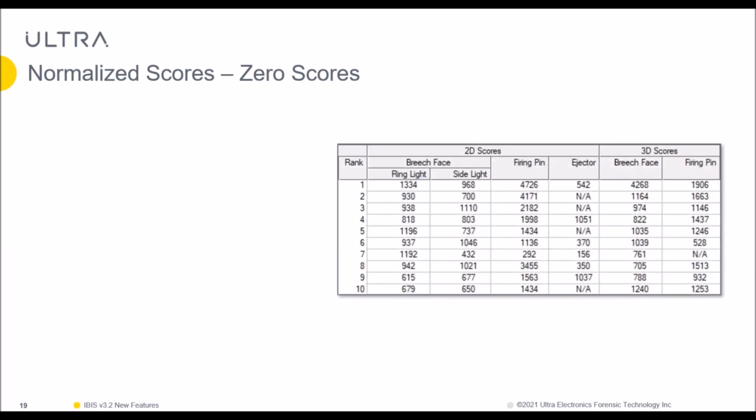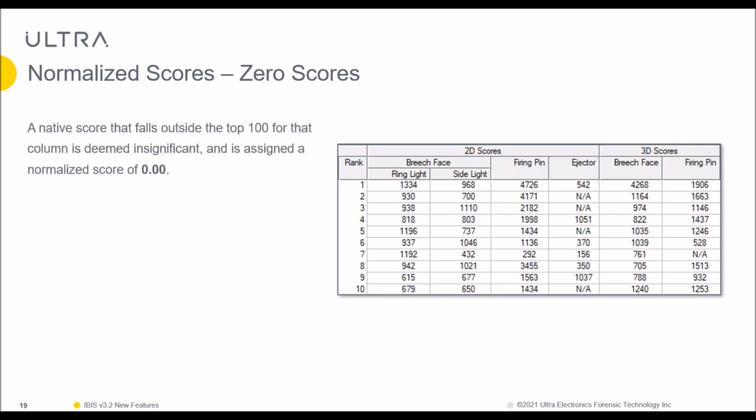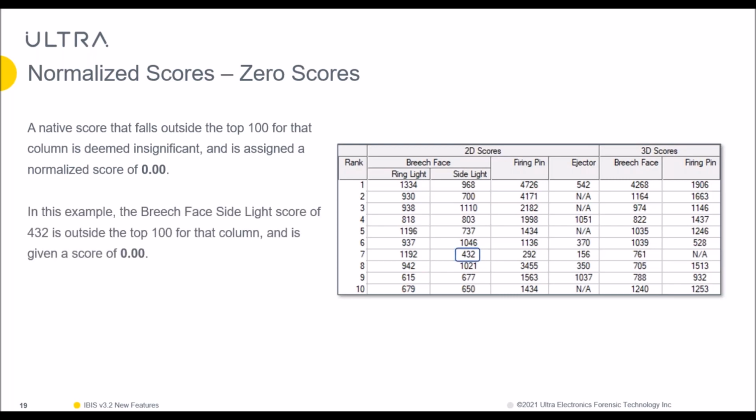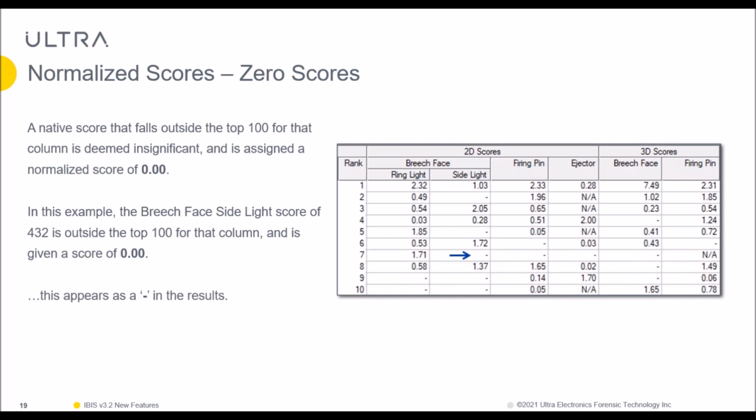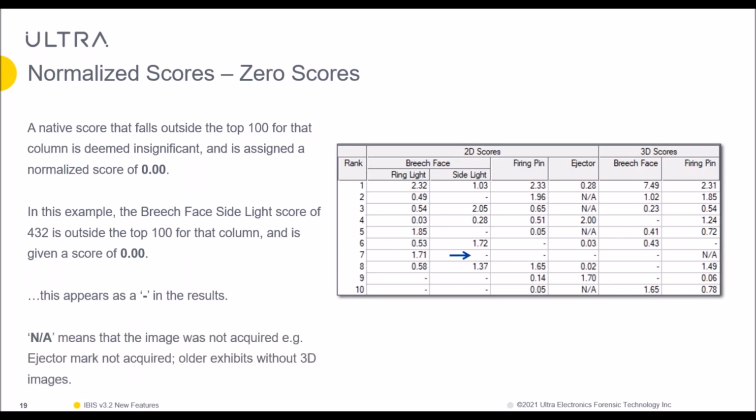A native score that falls outside the top 100 for that column is deemed statistically insignificant, and it is assigned a value of 0.00. Now, in this example here, for the breech face side light score, the score of 432 is outside the top 100 for that column, and it's given a score of 0.00. Now, this appears as a dash in the results because the results pane would otherwise be cluttered up with a bunch of 0.00s. Okay, so when you see that dash, what it means is that for that particular image type, that exhibit did not rank in the top 100. A score of NA means that the image was not acquired. So an NA could be, for example, that the ejector mark was not acquired for a particular exhibit, or maybe some older exhibits don't have 3D firing pin and breech face images.